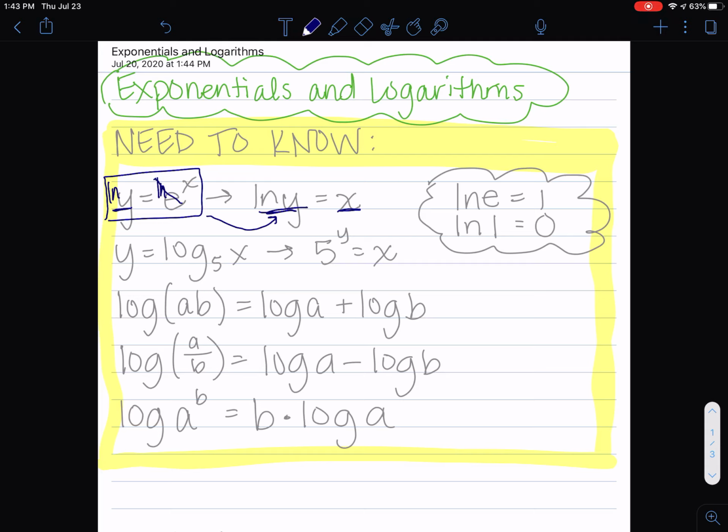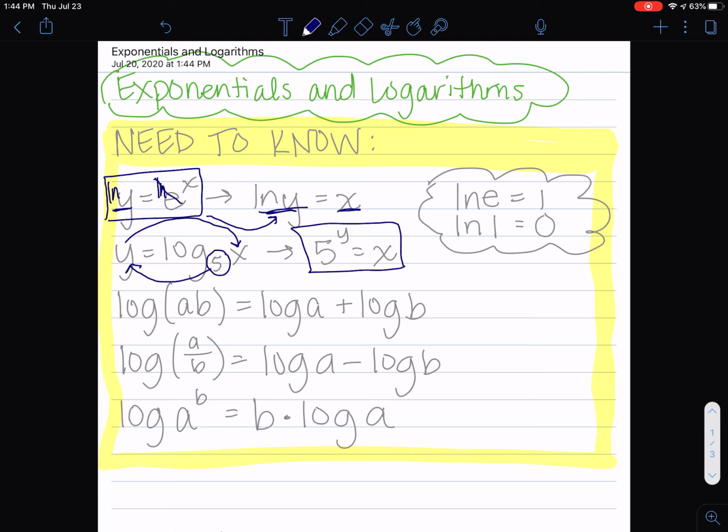The other way to think about it is the loop-de-loop way. I like to use the loop-de-loop a lot when I have a log function. So I'm going to take the base of the log, go to the answer, and then come back to my input value. So 5 to the y is going to equal x. You could also think about it as raising both sides with the base of 5. That works as well. Either way, as long as you know how to convert between the two, you'll be good.